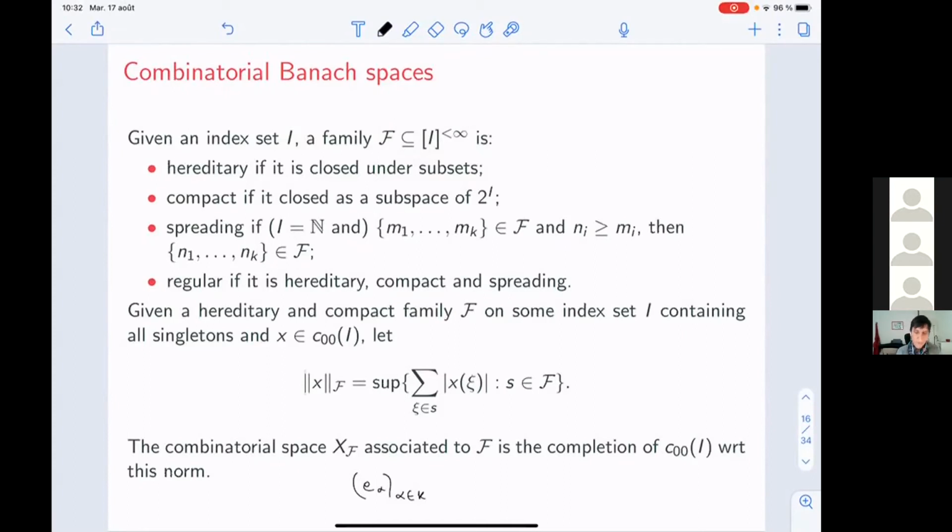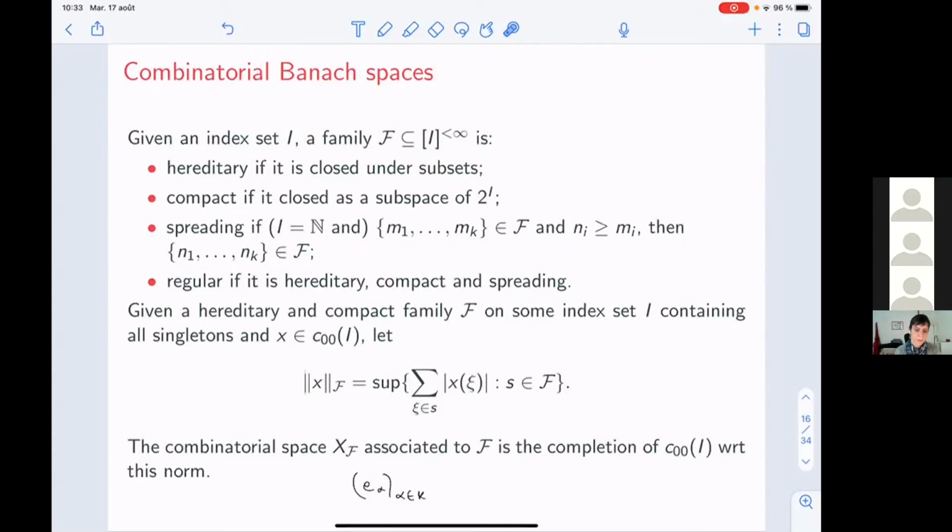Okay, my motivation for Kevin's question is that c0 can be seen as a combinatorial space. If we just take the family of the singletons, this family satisfies all these properties. And if you take the supremum allowing only sums over singletons, you just get the supremum norm. So combinatorial Banach spaces are a natural generalization of c0, and also of c0 of some kappa or some gamma for some larger index set gamma.